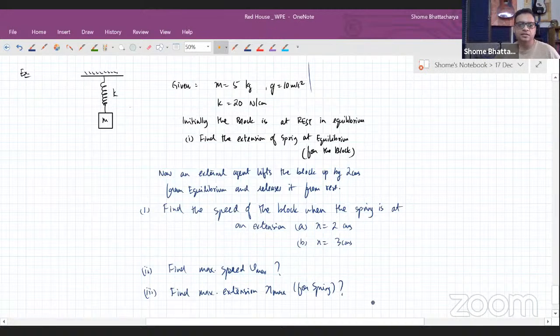Okay, so this is a slightly trickier question. Be careful when you're solving it. Start with the first part. Tell me how much is the extension of the spring when the block is initially just resting in equilibrium. Yes, that's correct, Kevin. So once you realize that, you also know that your external agent is, yes, Aman, that's correct. So you're pushing it up by 2 centimeters from there and then releasing it from rest. So you know what is the initial state of the spring from which you are releasing it.